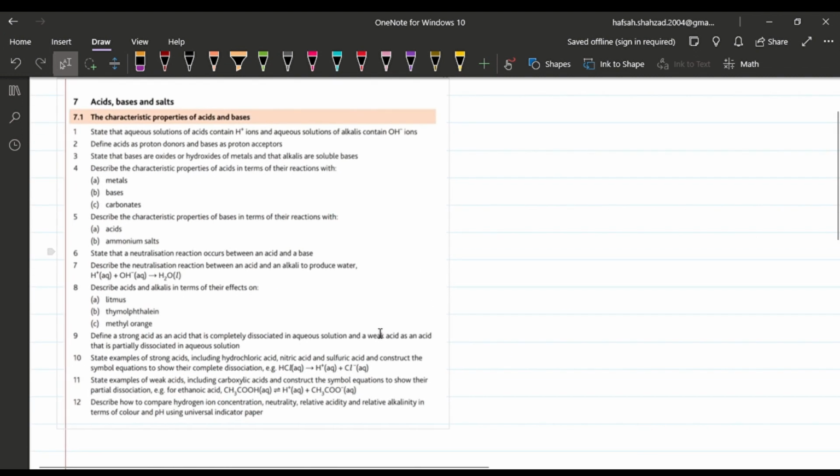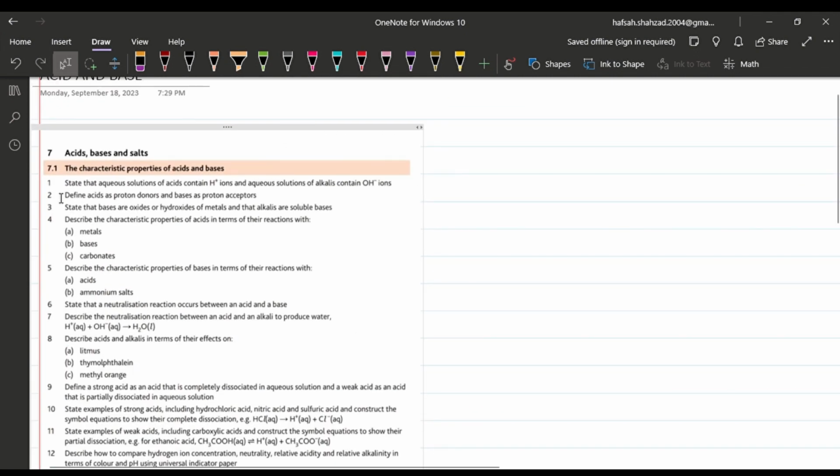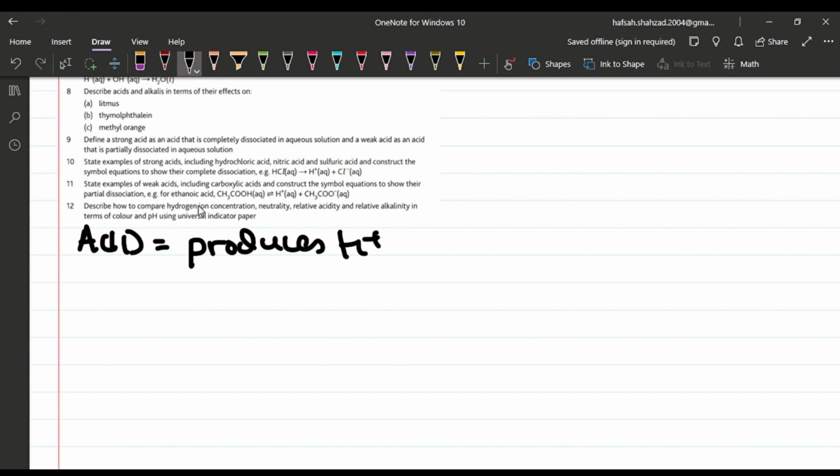So, starting off with acids. Now what is an acid? The aqueous solution of an acid contains H+ ions, and the aqueous solution of alkalis contains OH- ions. So what does this mean? An acid is a substance that produces H+ ions in aqueous solution.